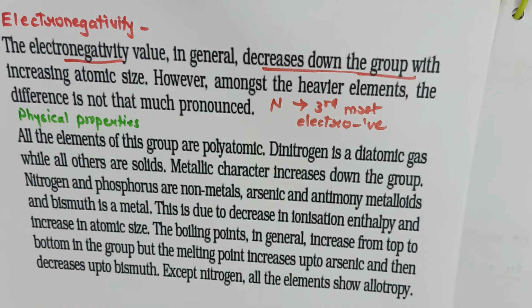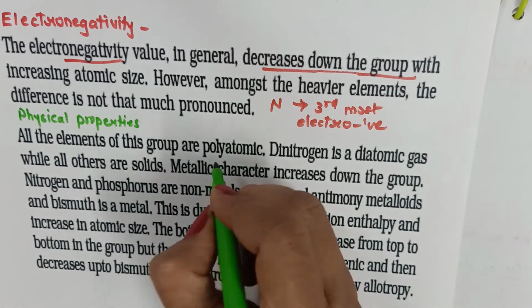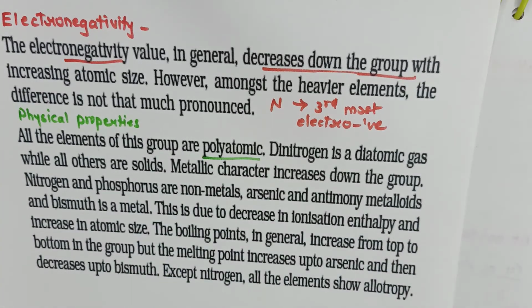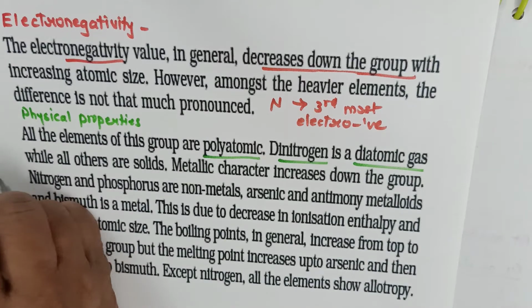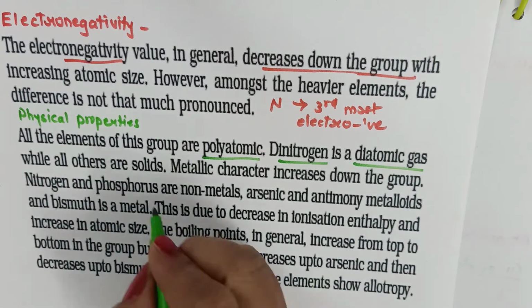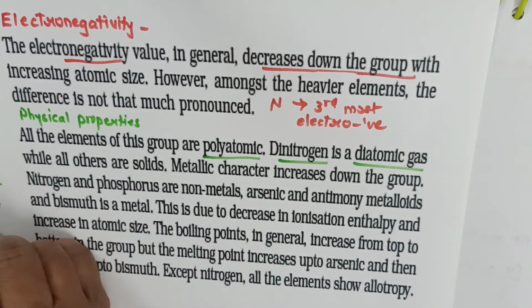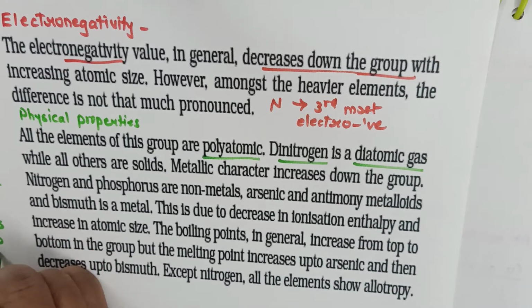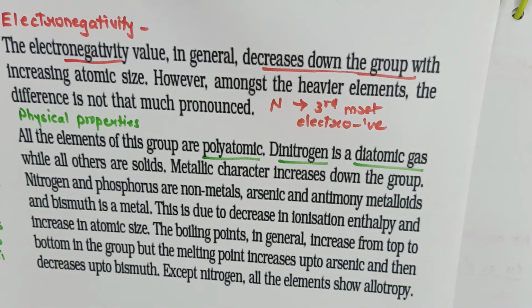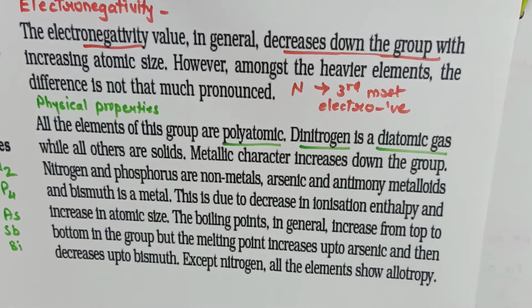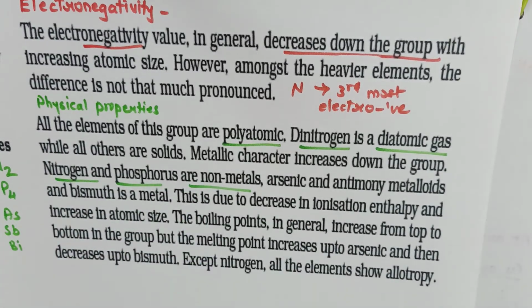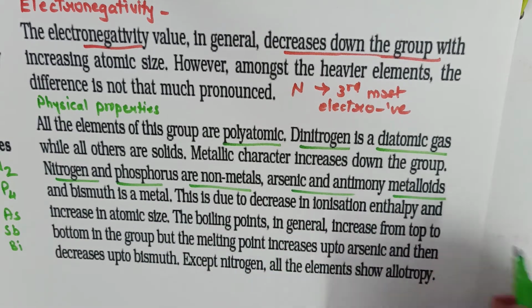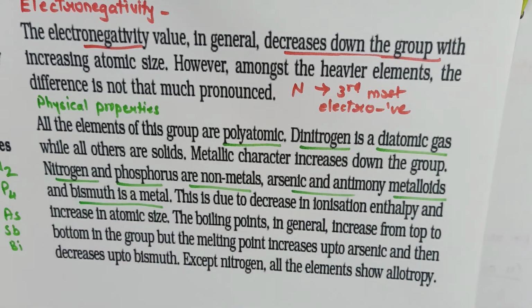Coming to physical properties. All the elements are polyatomic in nature. Dinitrogen is a diatomic gas, that is, nitrogen exists as N2. Phosphorus exists as P4. Arsenic, antimony and bismuth are monoatomic. The starting two elements, nitrogen and phosphorus, are non-metals. Arsenic and antimony are metalloids, and bismuth is a metal.